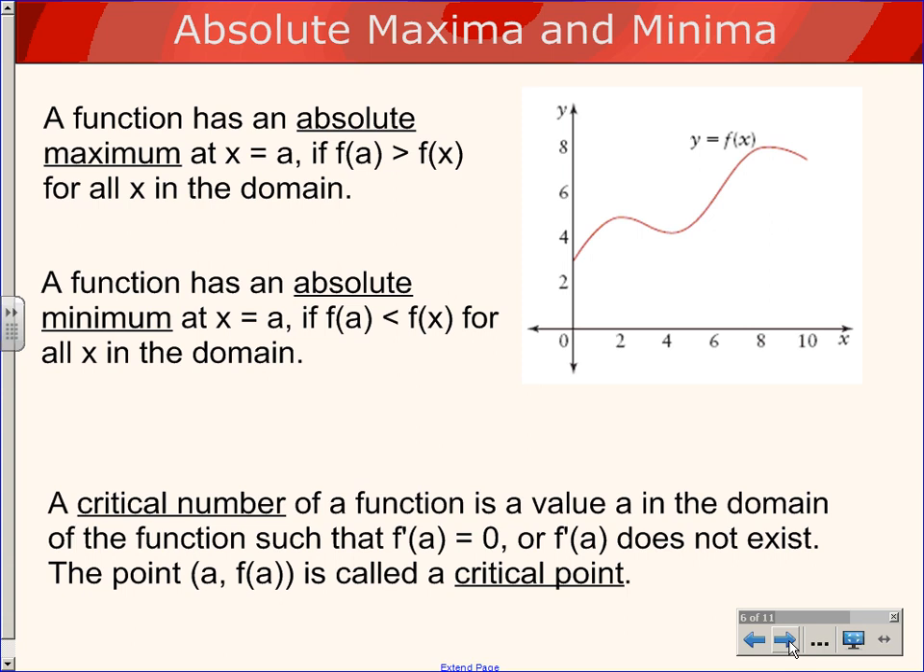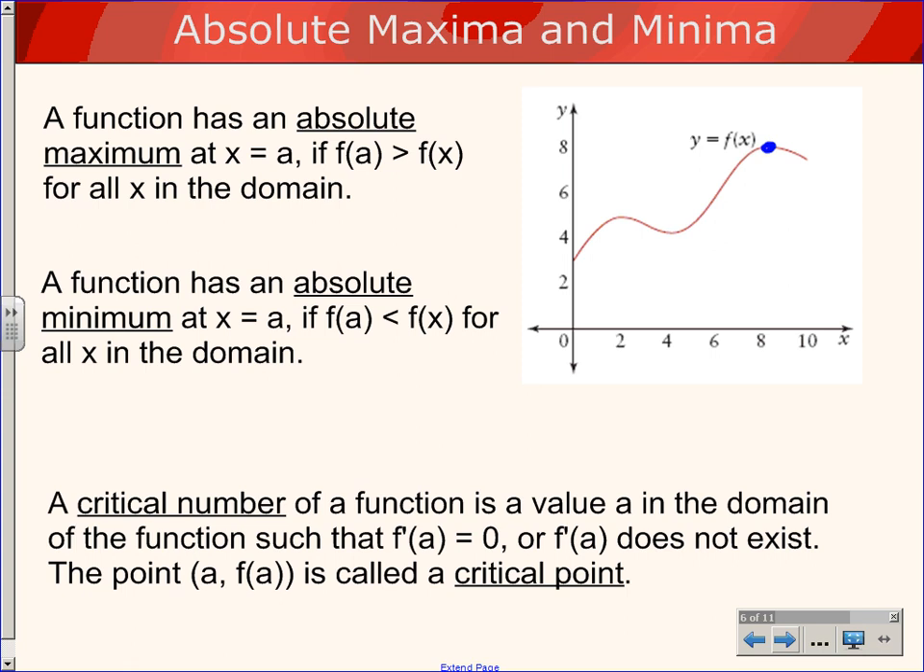This is an absolute max. A function is an absolute maximum at a particular location if that y value, so if f of a, is greater than all of the other y values in the domain. Okay, so the graph that I've shown you here has an absolute maximum. It has an absolute maximum right there. That's as high as the graph ever goes.